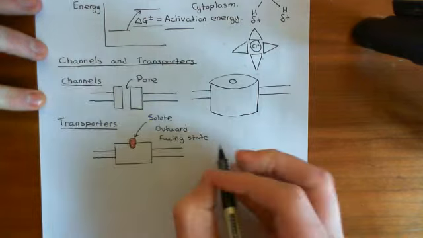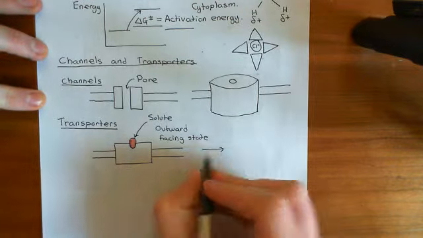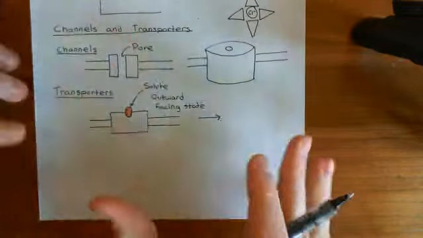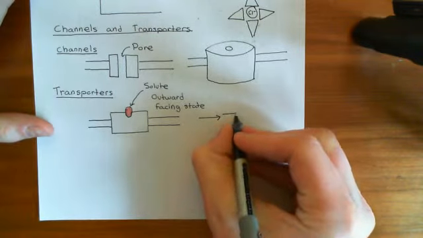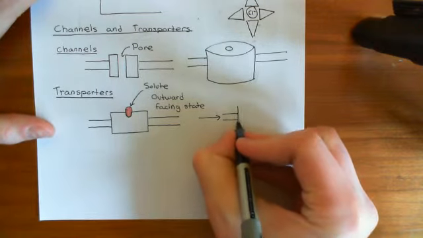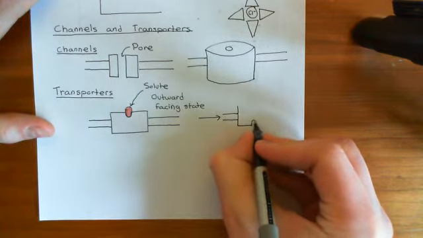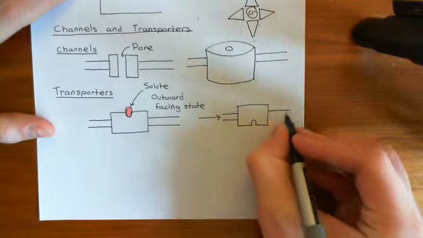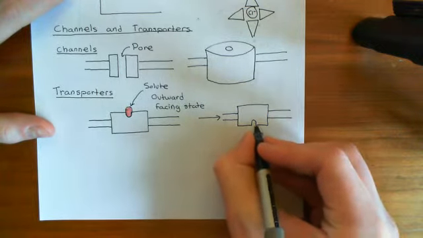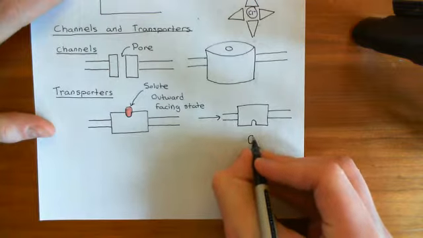And then what will happen is there will be a conformational change. The whole protein will change conformation. And when it changes conformation within the membrane, it will change to what's known as the inward facing state. Okay, like so. And when it's in the inward facing state, it will then release the molecule basically.